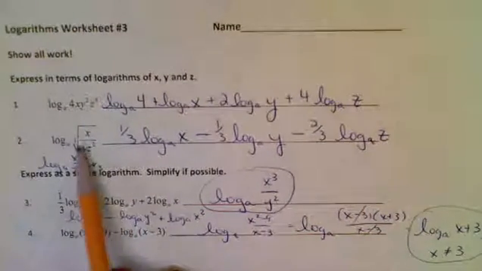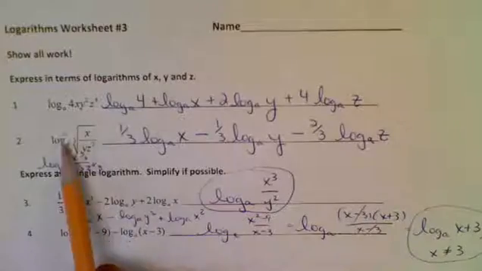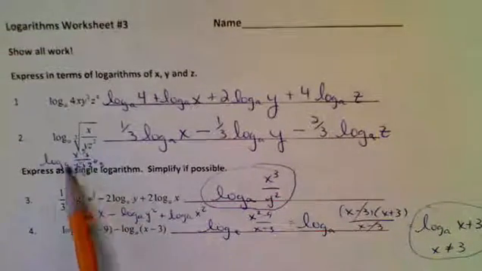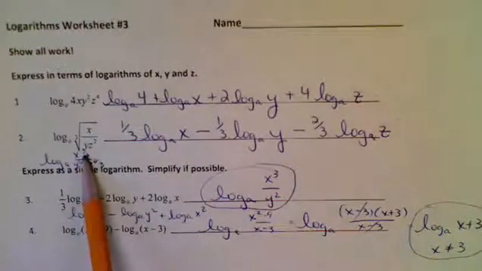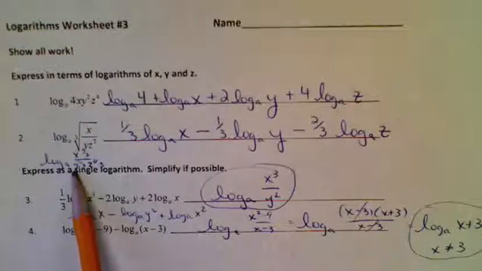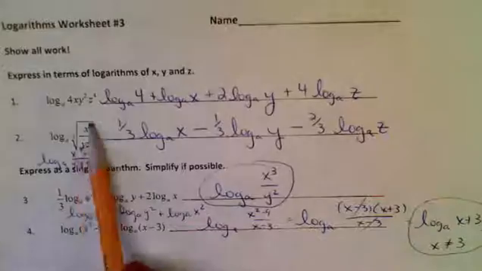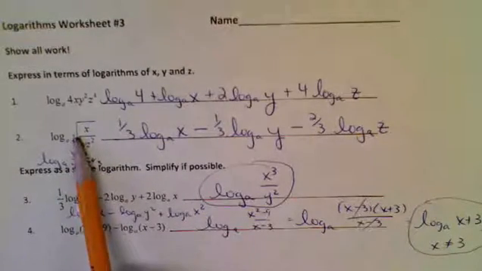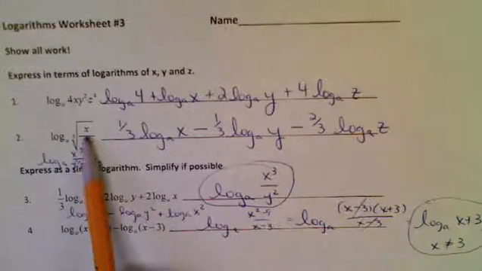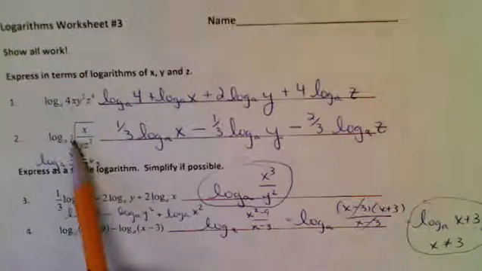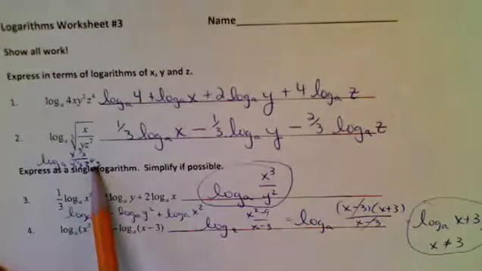With 2, I had a few people with questions on that one. What I would do is first think of this as log base a of x to the 1/3, over y to the 1/3, and z to the 2/3. So I always like to get rid of any radicals, because we don't really talk about radicals with logs, but we do talk about exponents. So think of the cubed root as to the 1/3 power.